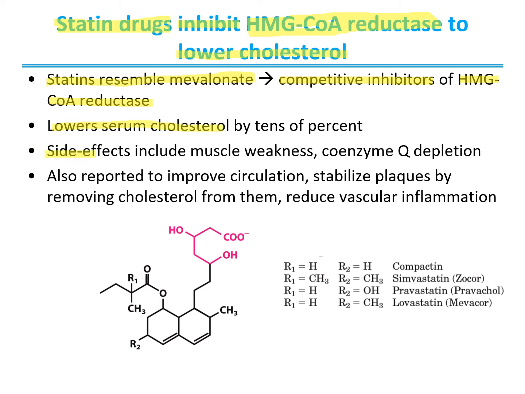There are some side effects of these drugs as well. Muscle weakness is seen, and coenzyme Q depletion, which is a part of the electron transport chain. But they are going to improve the blood circulation in the body, and stabilize the plaques by removing cholesterol. So remove cholesterol from the plaques and therefore reduce the vascular inflammation. Basically help in the blood flow process and save the patient from the cardiovascular diseases.